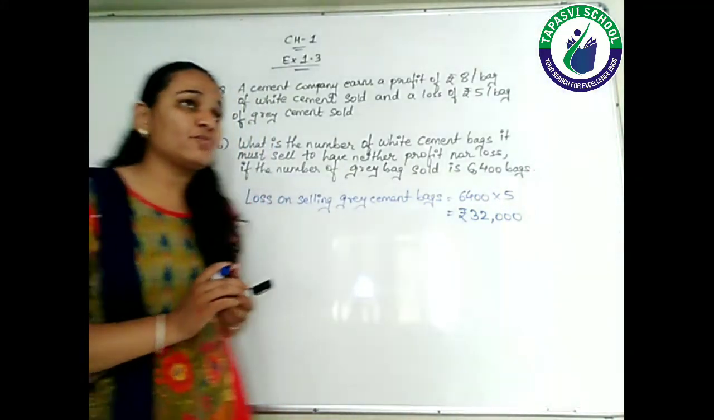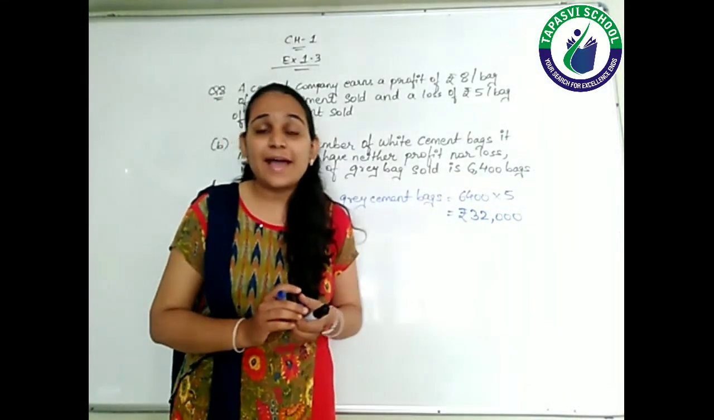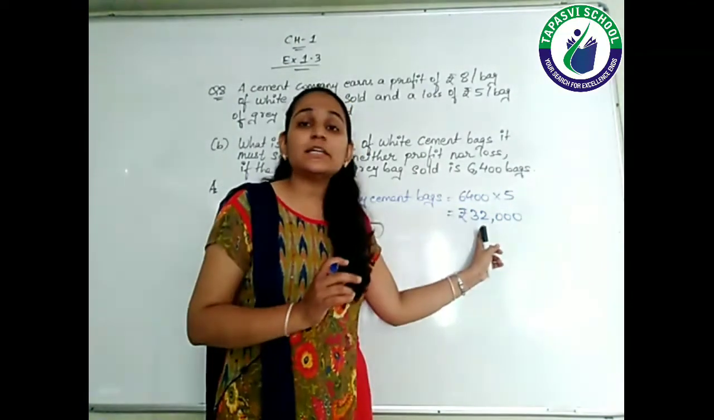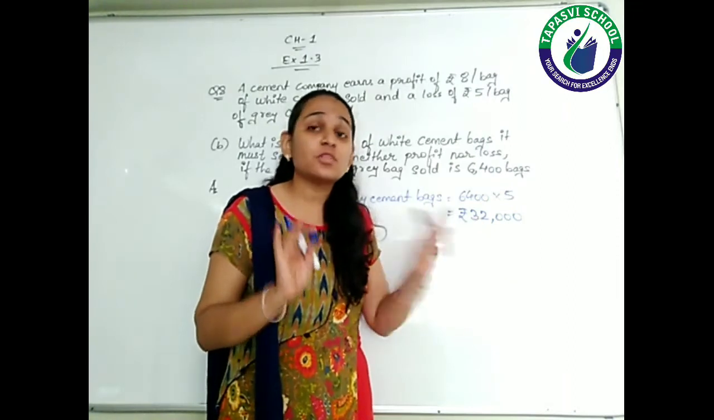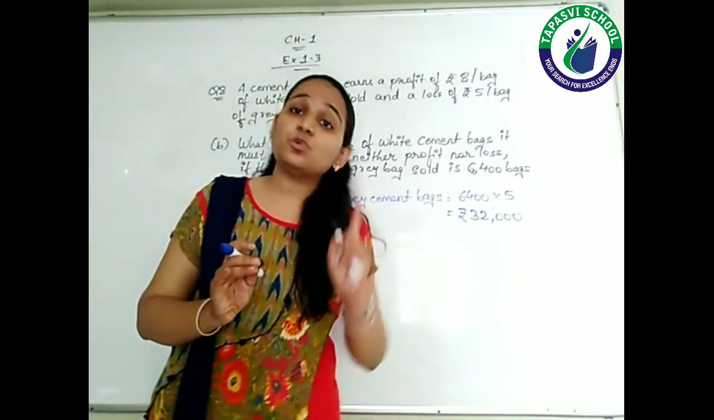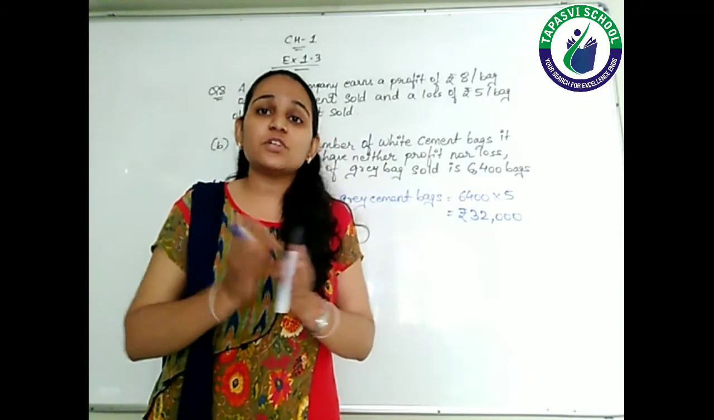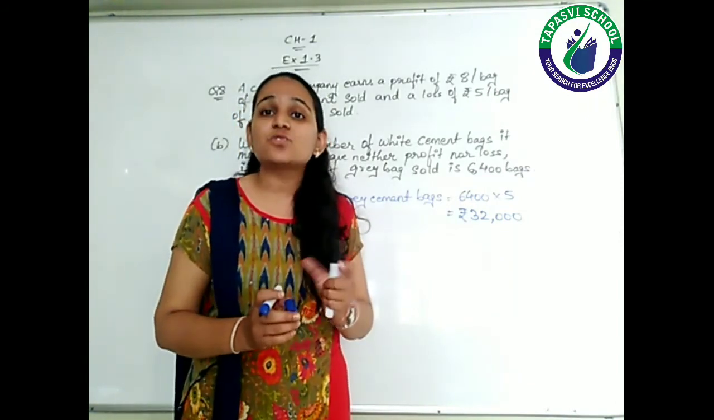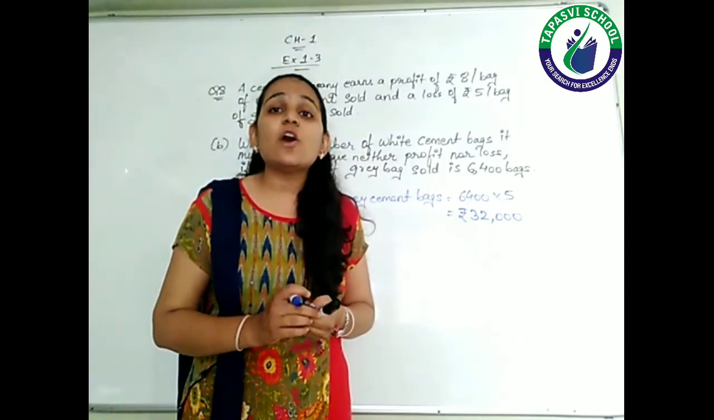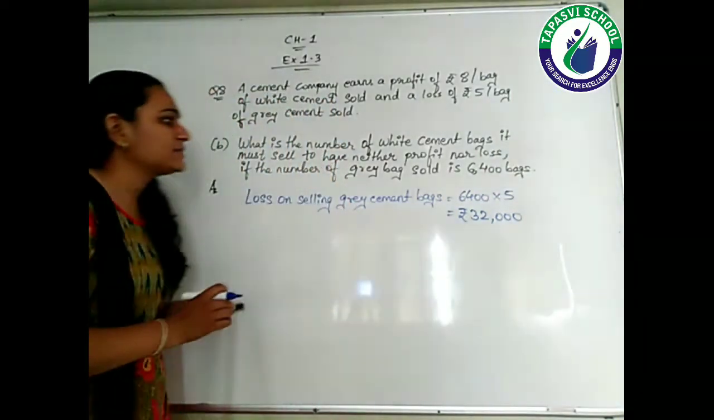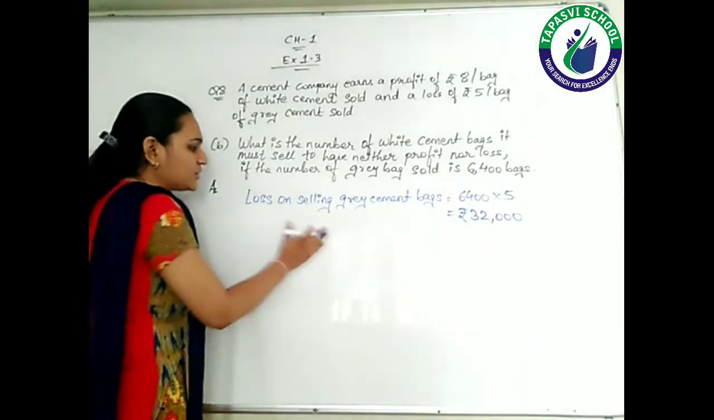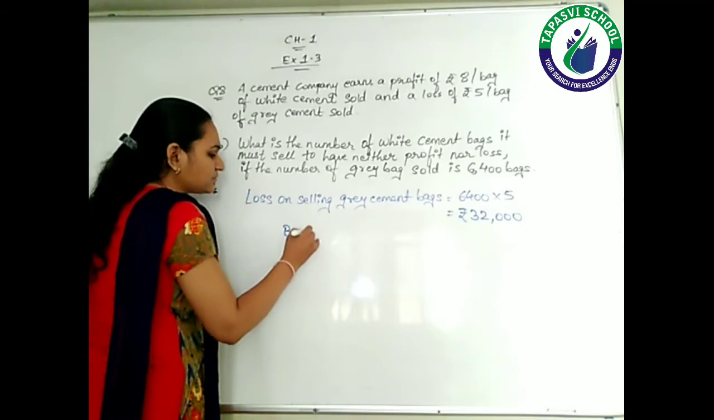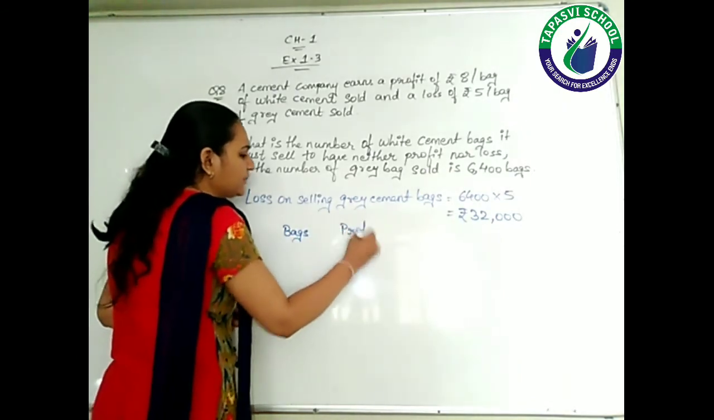Now we have to find the number of white cement bags, but see, here the company is making a loss of 32,000. So the company needs to make a profit of only 32,000, right? Because the situation is no profit, no loss. So 32,000 only the company needs to earn. So for that, how many bags of white cement need to be sold? So to see the calculation, we can do it like this. One side we can write bags, another side we can write the profit.